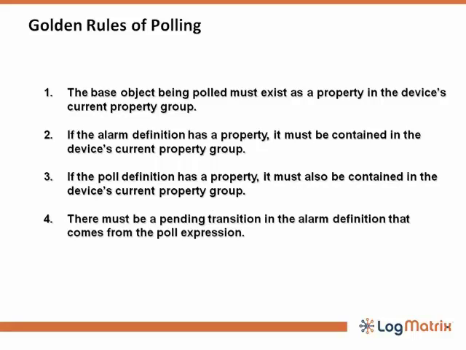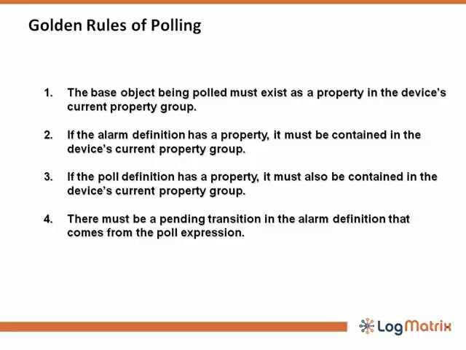So from this exercise, we can determine that there are 4 specific rules for polling. They're known as the golden rules for polling. The first rule and the simplest rule, there must be a pending transition. That transition has to have the same name of the trigger that's going to fire it. The second rule is the alarm rule. If the alarm has a property assigned, that property must be in the property group.